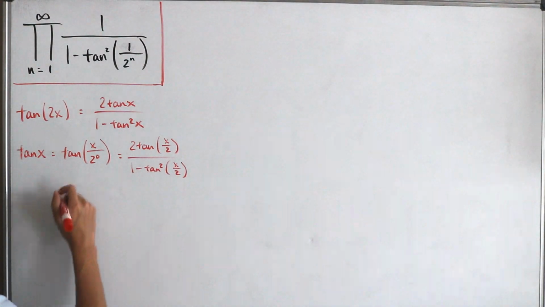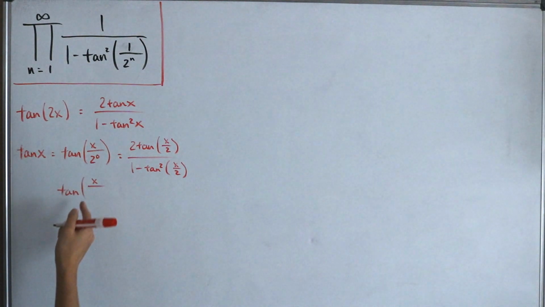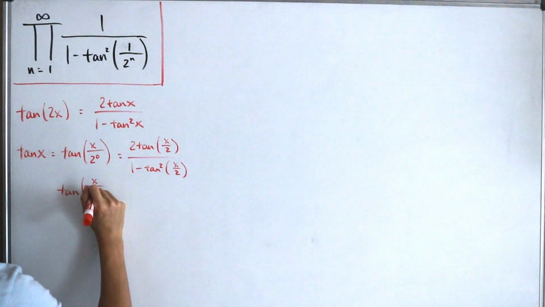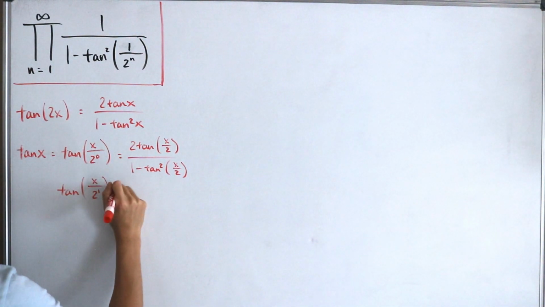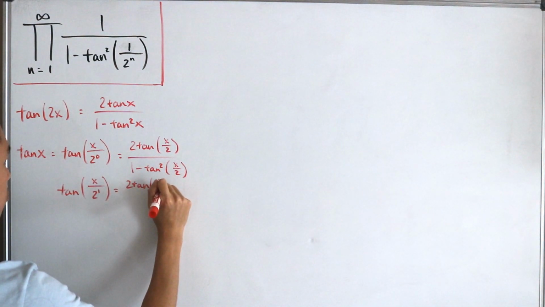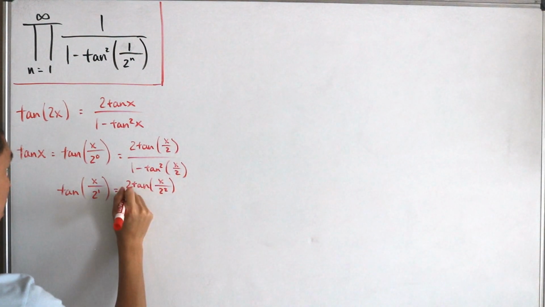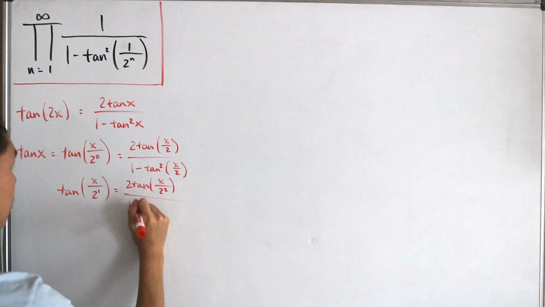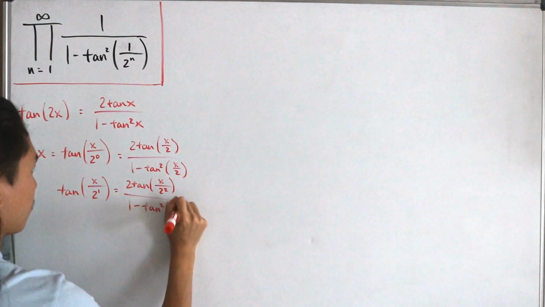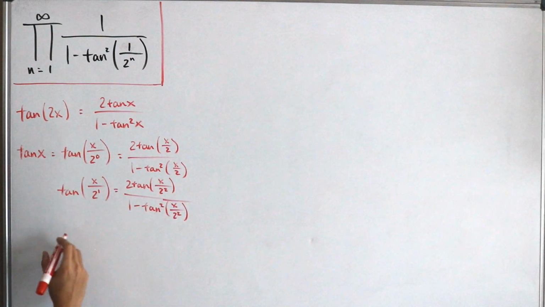Okay, so why don't we move on to the next one. We have tangent of x divided by 2, where we let this be 2 to the power 1. In other words, 2 times tangent of x divided by 2 to the power 2, since it's divided by 2 yet again, keeping the same notation, all divided by 1 minus tangent square of x divided by 2 to the power 2. Then why don't we move on again?